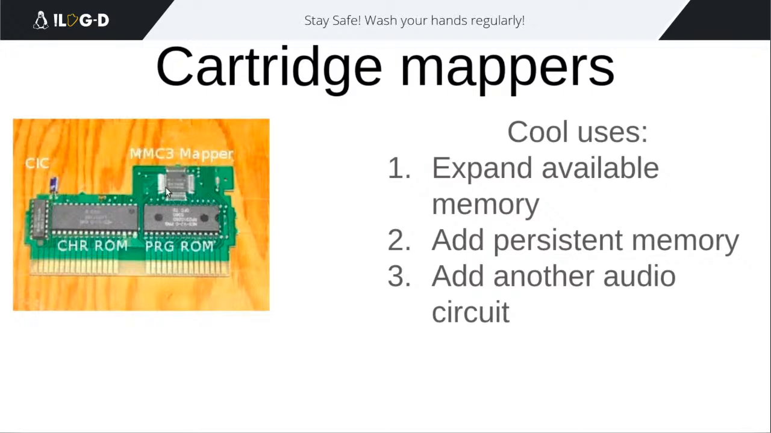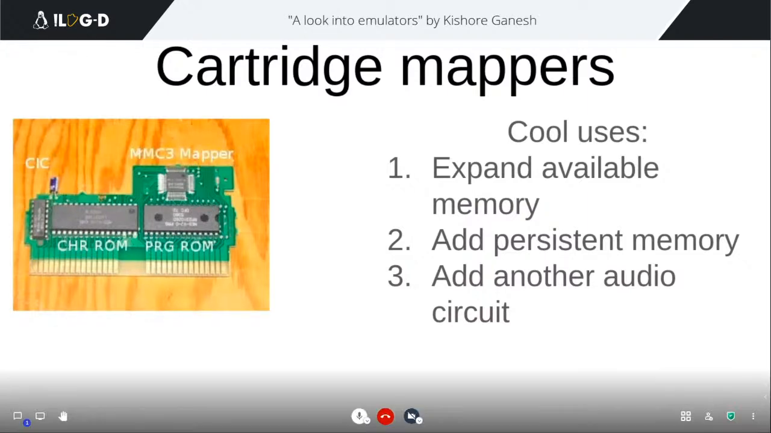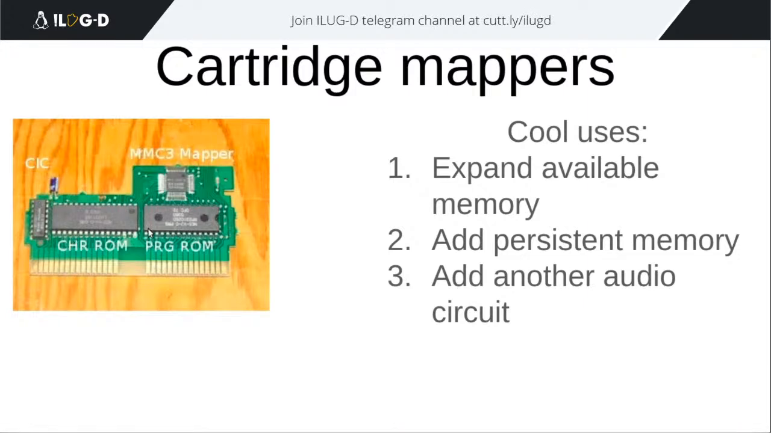Right. So what the mapper does is, at just the right time, it has actually 32 kilobytes of read-only memory, and it makes the NES view a certain 8 kilobyte section of the memory. So as far as the NES is concerned, it is viewing just 8 kilobytes of memory, but because of the mapper, it is able to actually access 32 kilobytes of memory. Right. So this is one of the interesting things that I found about NES cartridges.